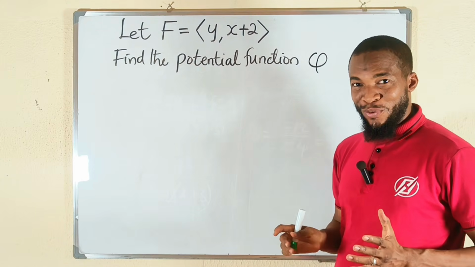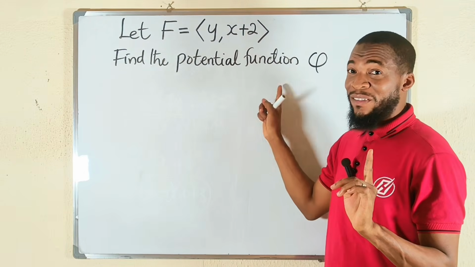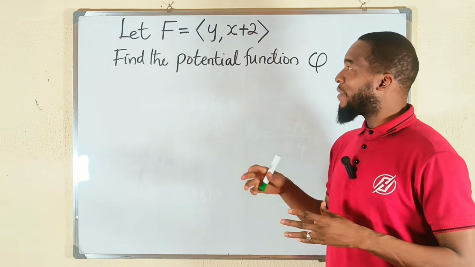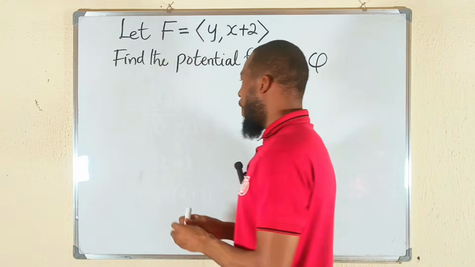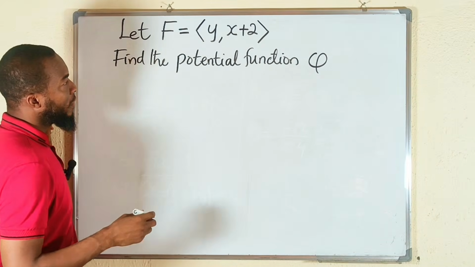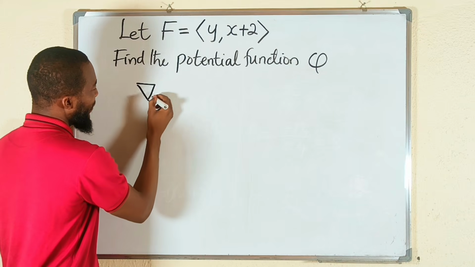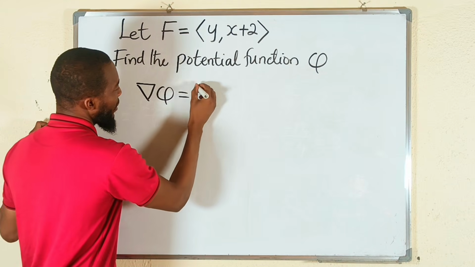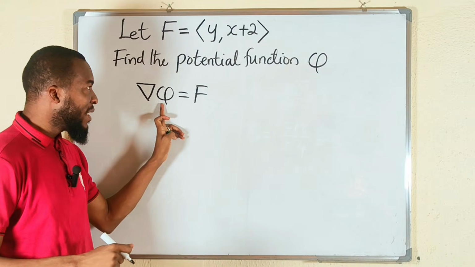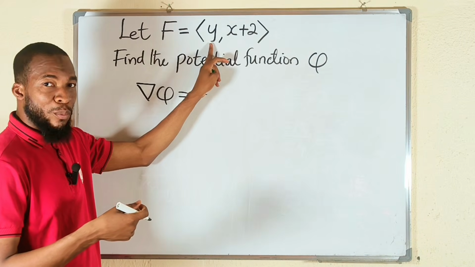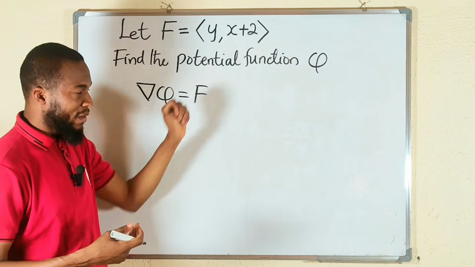First thing first, you should know that every conservative vector field has a potential function, and that is the potential function we are looking for, because we use the potential function to get that vector field F, and this is how we compute for the vector field. We know that del phi will always be equal to the vector field, so you have to differentiate phi with respect to x for you to get this component. You differentiate it with respect to y for you to get the second component.